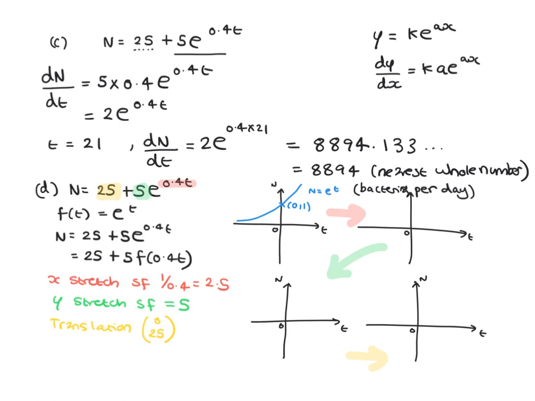If we then stretch in the x direction with a scale factor of 2.5, the x coordinates will all multiply by 2.5, the y coordinates will still stay the same, so 0, 1 will not change, but the graph will stretch out a lot like this, so this will still remain at 0, 1. Now, if we then stretch in the y direction, this will result in the point 0, 1 becoming the point 0, 5, and the graph stretches out like that.